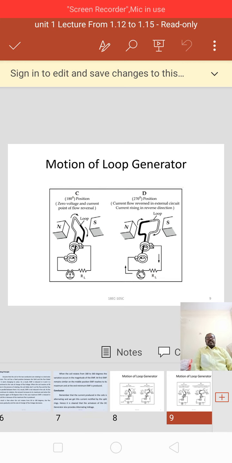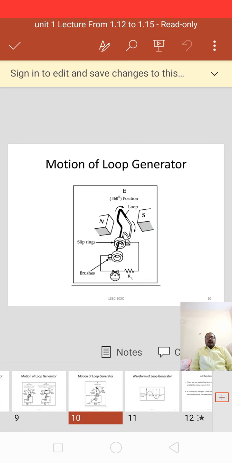First figure A comprises the change from 0 to 90 degrees, the second one 90 to 180 degrees, the third one 180 to 270 degrees, the fourth one 270 to 360 degrees. These are the concepts regarding the motion of the loop generator as well as the conversion of magnetic energy, with the help of heat energy, into electric energy. It is shown in the slides. And at last it directly goes to the 360 degrees angle as well as the 0 angle.